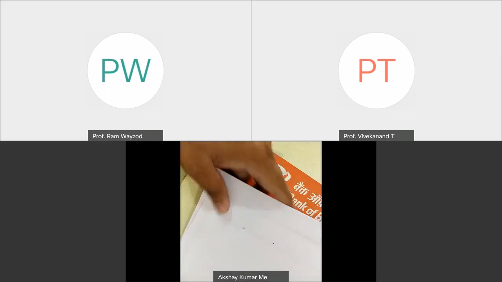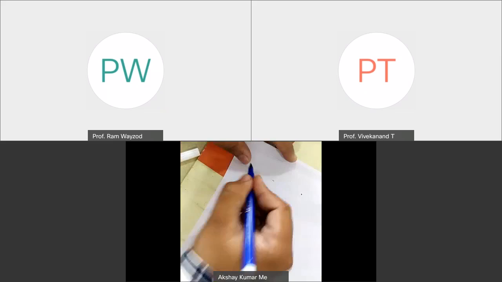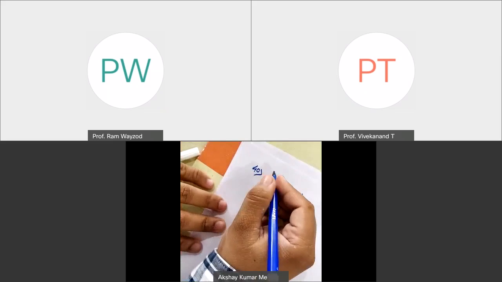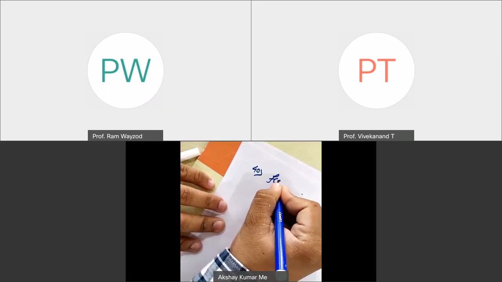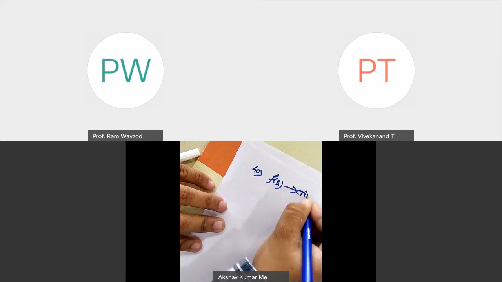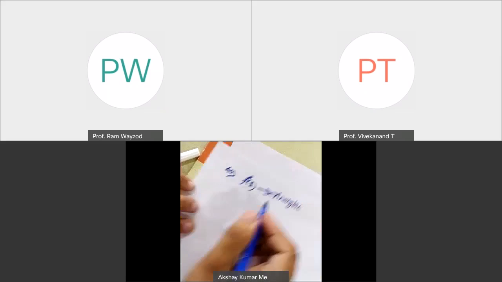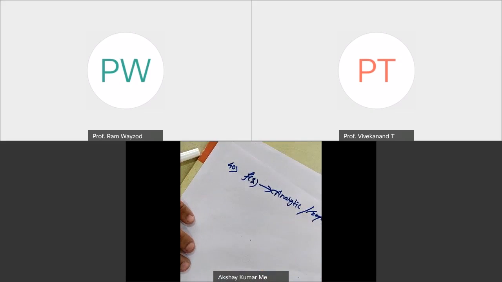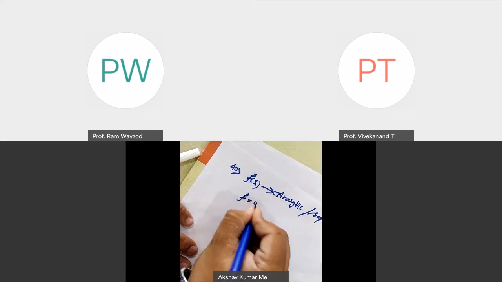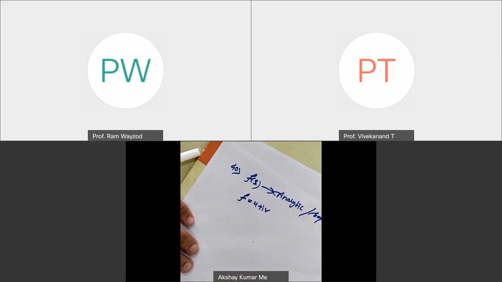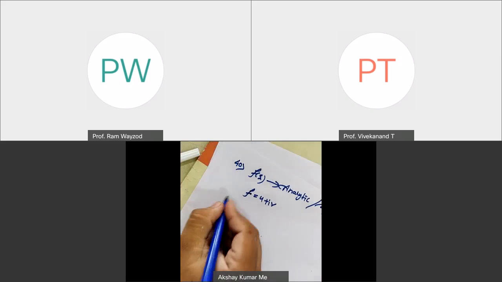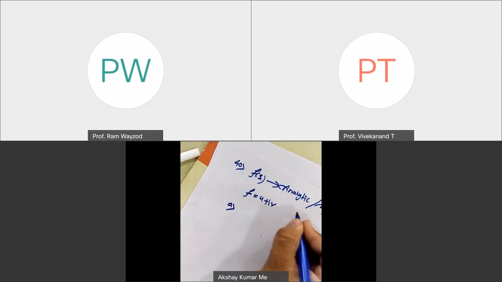Next. A complex valued function f of z is analytic. Analytic or regular, remember. Analytic function or regular function in domain D and defined as f is equal to u plus iv. Then which of the following is not correct? So here I write the options, not correct.